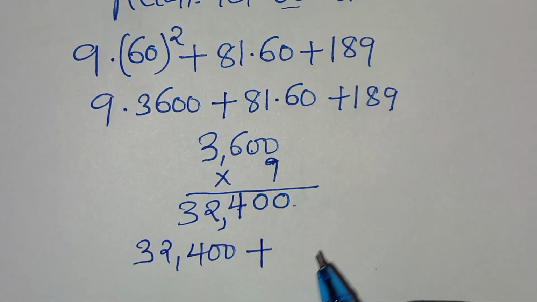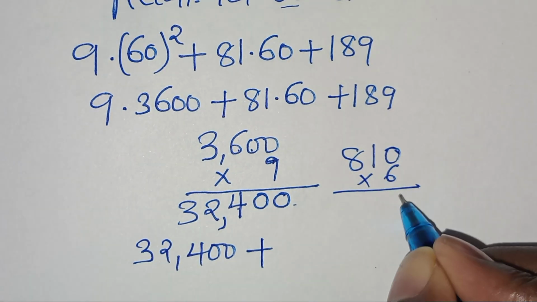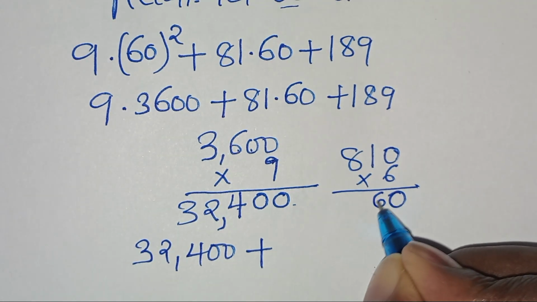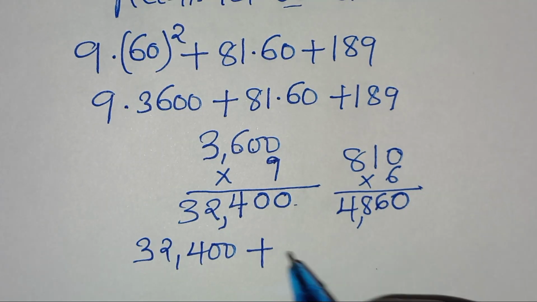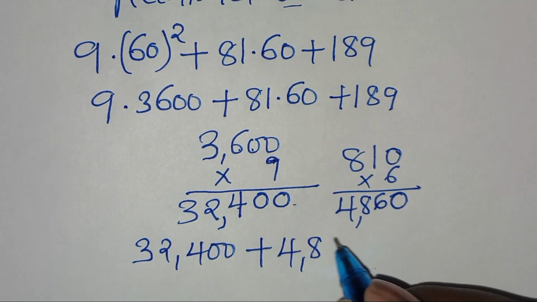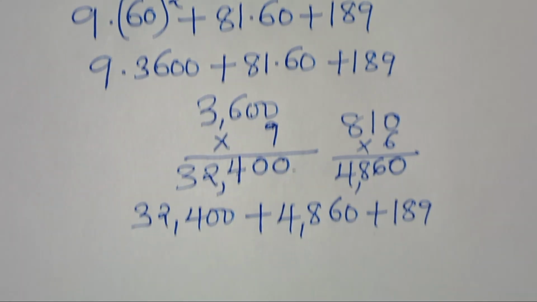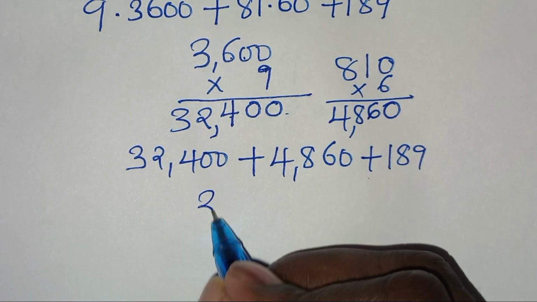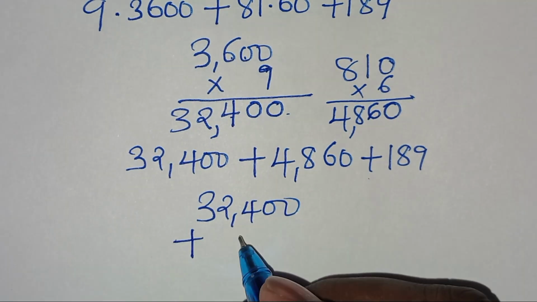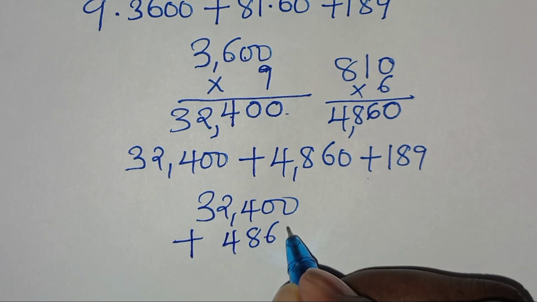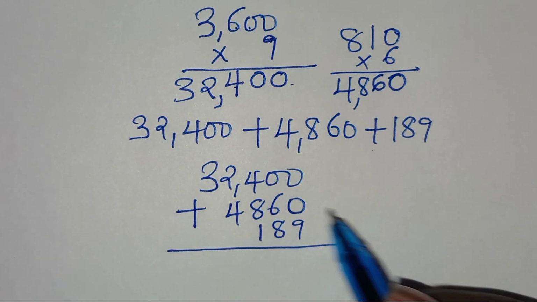So this is 32,400 plus, now we have 81 multiplying by 60. This is 0. 1 times 6 is 6. 8 times 6 is 48. So this is 4,860. Then plus 189. So this implies we have 32,400 plus 4,860, then plus 189. So this is 0 plus 9.